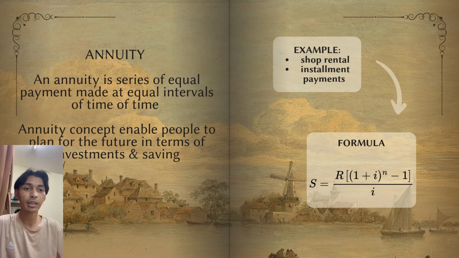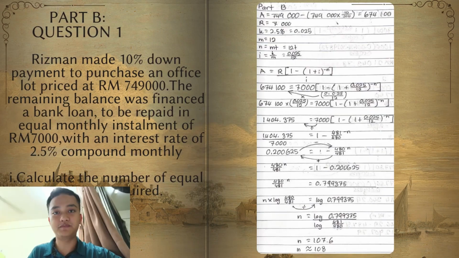Annuity. An annuity is a series of equal payments made at equal intervals of time. The annuity concept enables people to plan for the future in terms of investing and savings. Examples: shop rental, installment payments. Formula: S equals R bracket 1 plus I to the power n minus 1, over I.